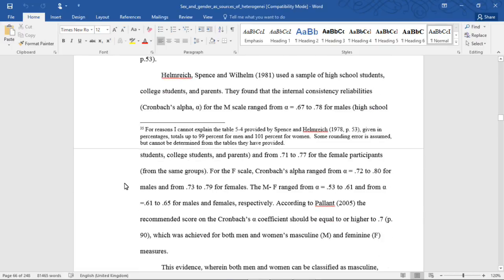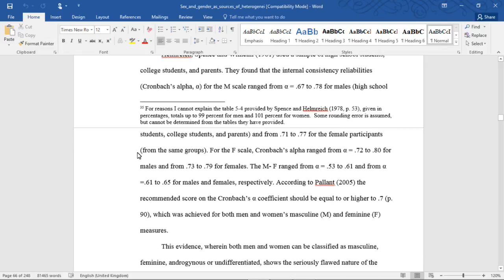Helmreich, Spence, and Wilhelm used a sample of high school students, college students, and parents. They found that the internal consistency reliabilities, Cronbach's alpha, for the M scale ranged from an alpha of 0.67 to 0.78 for males, high school students, college students, and parents, and from 0.71 to 0.77 for female participants from the same group.